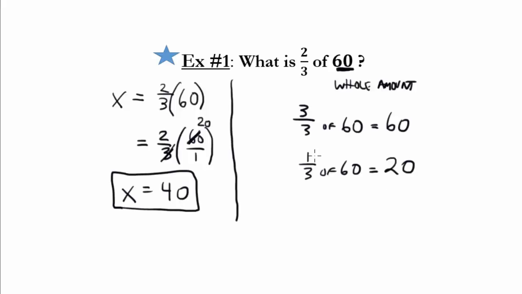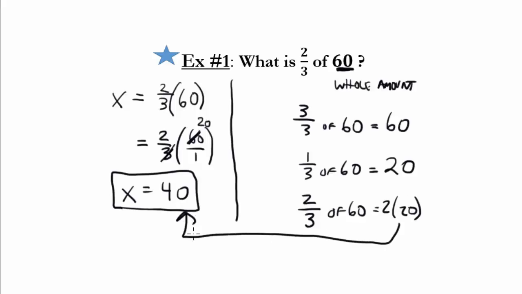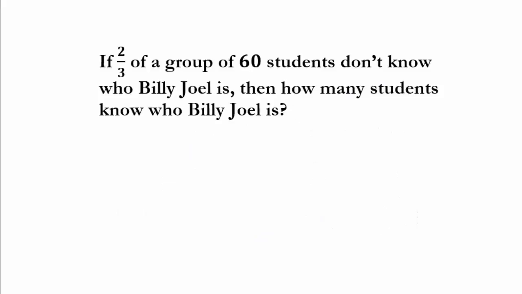Well, if one of these thirds of 60 is 20, then I can reason that 2 of these thirds of 60 is 2 times 20. It's got to equal 2 of those 20s, otherwise known as 40. So we can reason about this in a couple different ways. Now, this is a sort of simple example. However, we could use that to solve more complicated word problems.